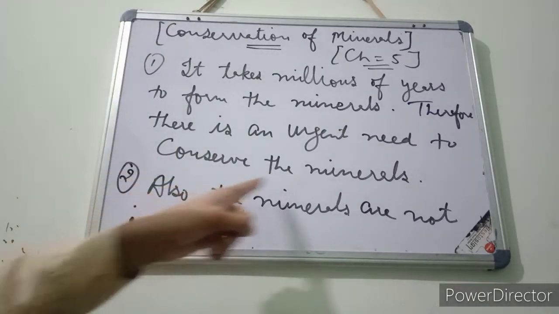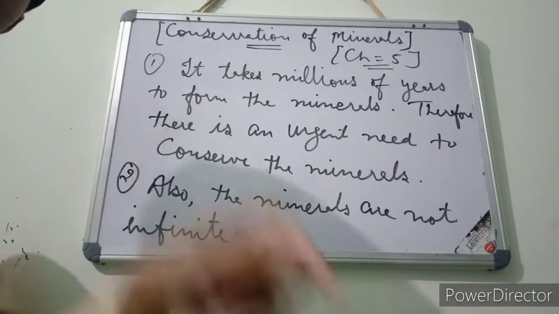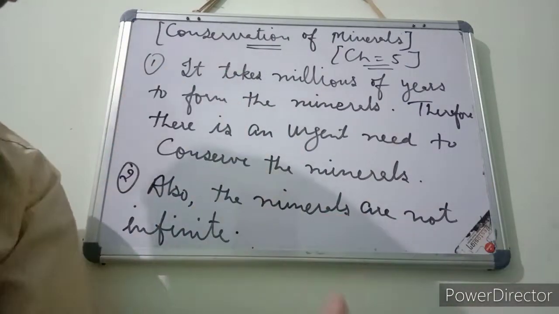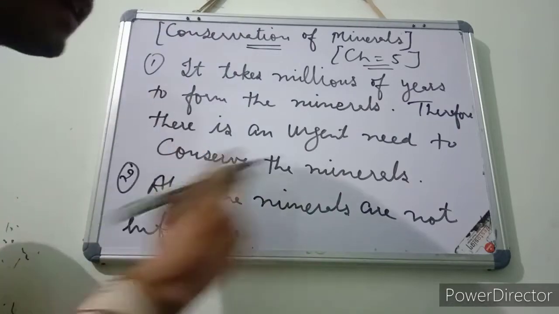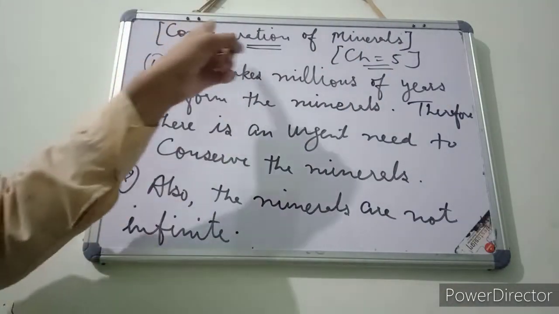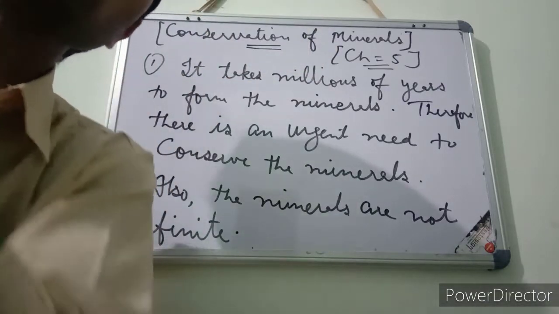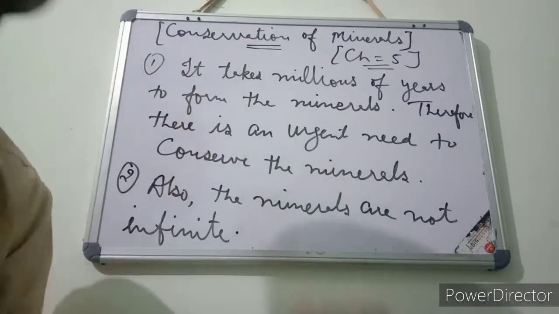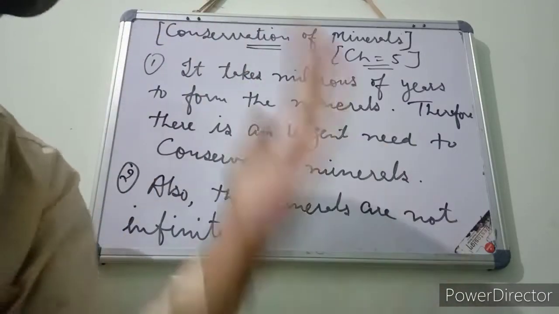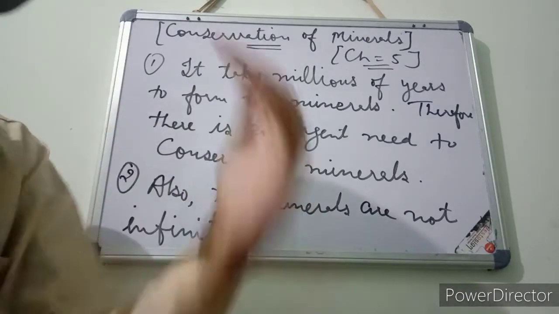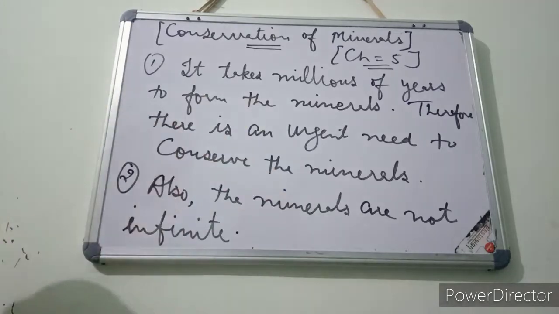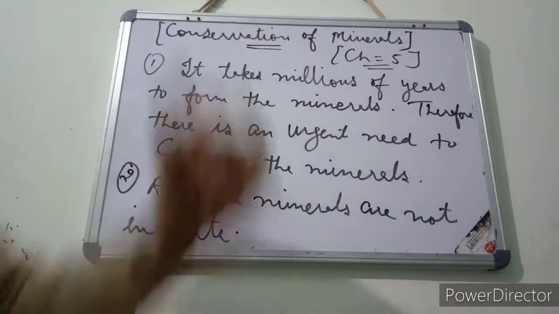Also, second point, these minerals are not infinite. These are finite. ठीक है ना, ये कभी भी खत्म हो सकते हैं. These are not infinite, and that is why we must conserve these minerals so that they can last for a longer duration. कभी ना कभी तो ये खत्म होंगे ही होंगे, definitely होंगे, but we should try that as long as they can last, कि जितने लंबे टाइम तक ये बने रहे उतने लंबे टाइम तक के लिए हमें कोशिश करनी है. That is why there is an urgent need for the conservation of minerals.